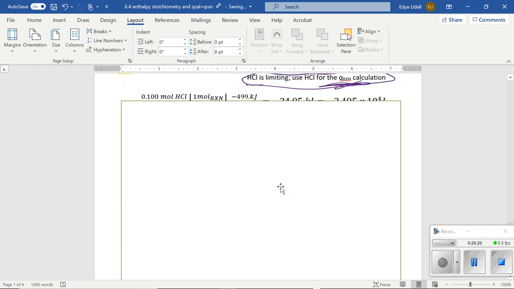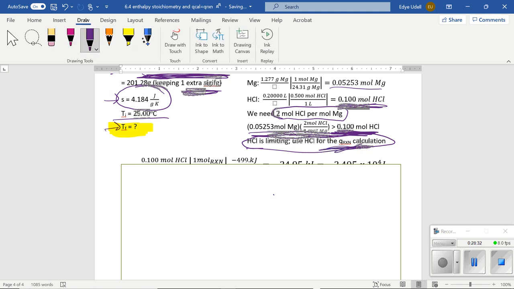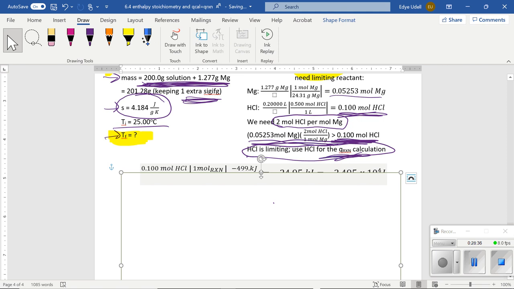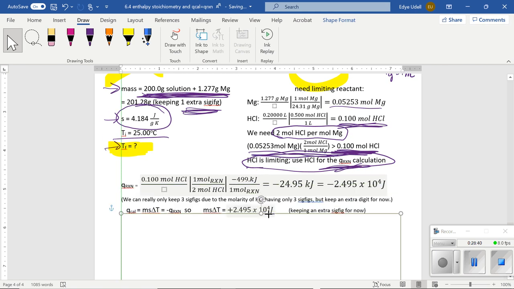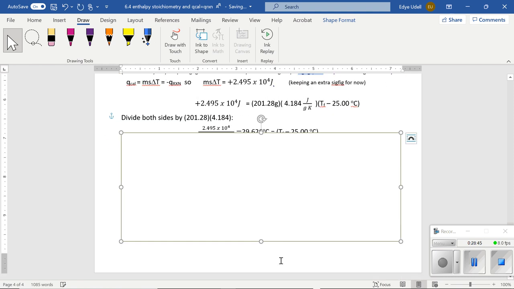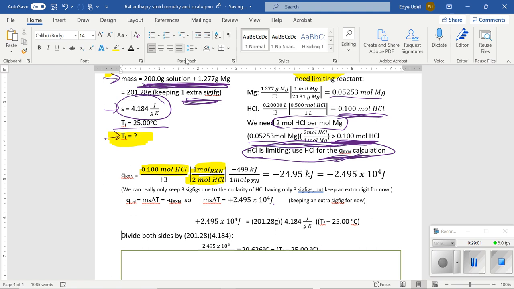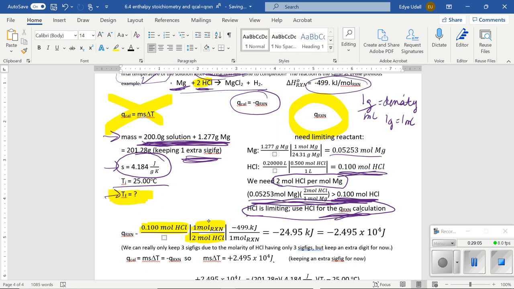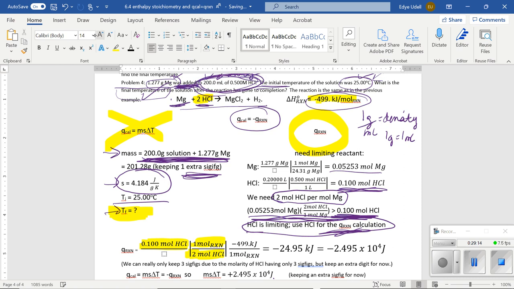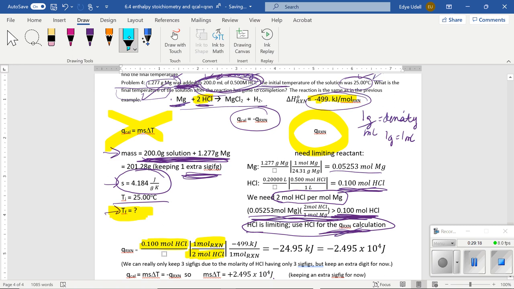So let's see how that works. All right, so Q reaction. I start with my moles of my limiting reactant, and I convert using the coefficient. I can go from moles of the chemical to 1 mole reaction with the coefficient. There's my coefficient for the HCl. So two HCl is 1 mole reaction. That's my conversion right here. I can convert from moles of reaction to kilojoules using my heat of reaction.